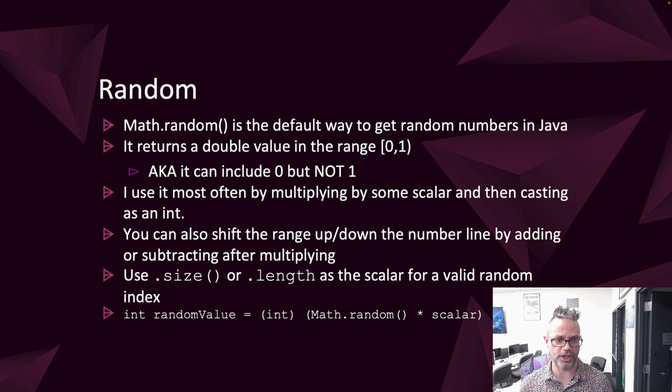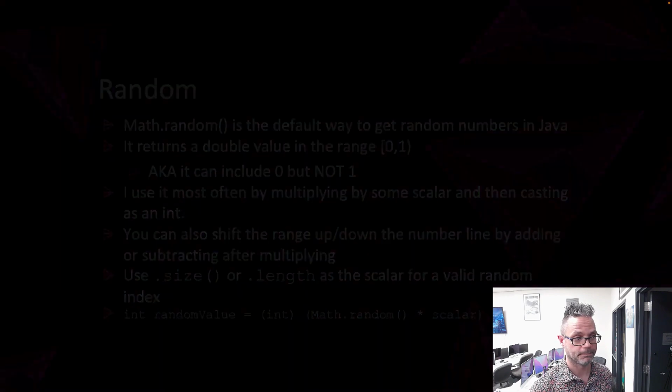You can also shift that range up and down the number line by adding or subtracting after the multiplication event. And you can use dot size or dot length as a scalar when you're working with a data structure for getting a valid index inside that structure. So we have int randomValue equals parens int, and then we have the cast of the value of Math.random times the scalar value, and then plus the shift. And remember, the shift can go up the number line. If it's a negative value, it goes down the number line. So it's a great way we can do some good stuff with using Math.random.